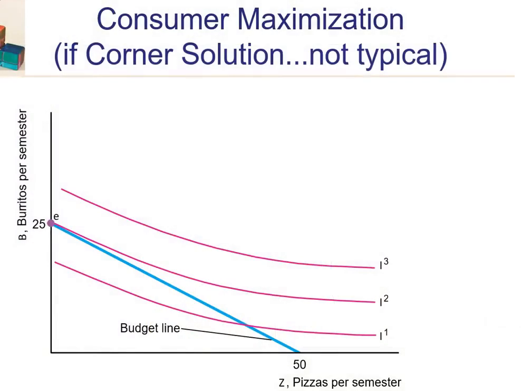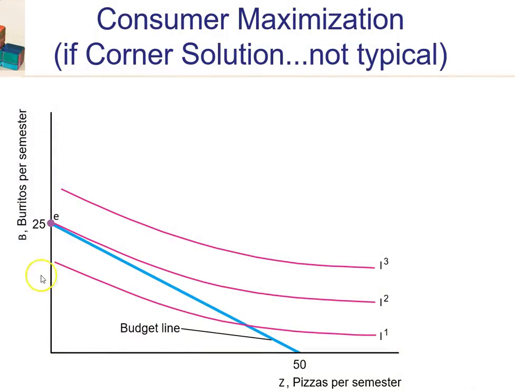Hi, this video is going to illustrate consumer maximization or consumer optimization when you have a corner solution or a non-interior solution. Let me show you the image of this graphically and then go through an example to illustrate a scenario where you could have a corner solution as the optimal bundle.